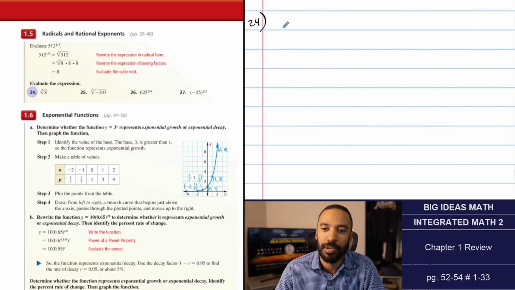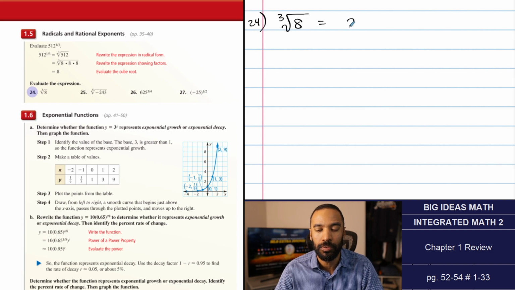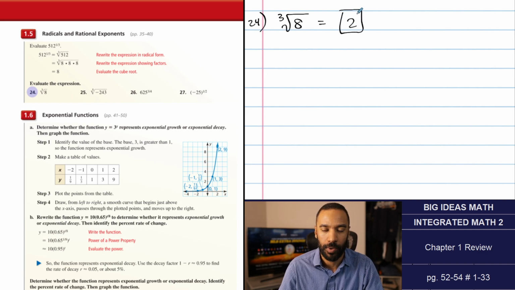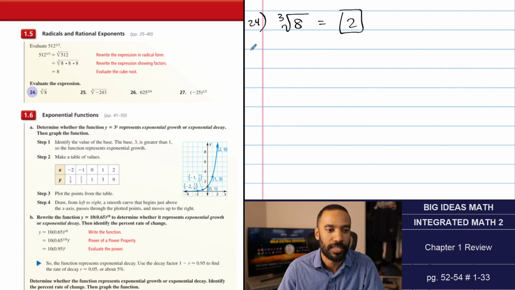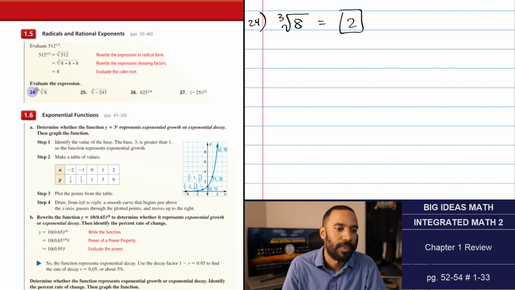So we're going to evaluate some of these. We got the cube root of 8, which asks what number times itself 3 times is 8, and that's 2. I think they're going to stick with perfect power values, so perfect cubes, perfect fourths, and things like that. So we'll see.